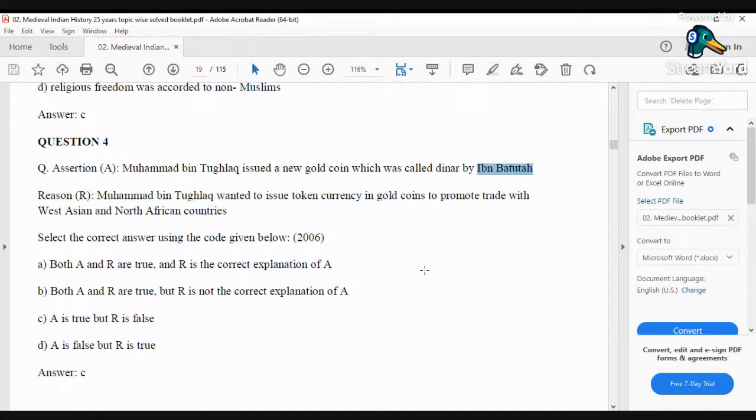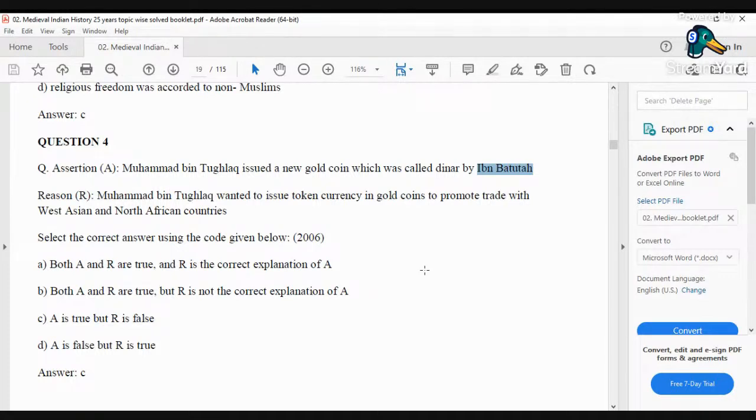Of all the foreign travelers, he was one of the most important to visit India. Throughout India's history, we come across many foreign travelers. For example, Hiuen Tsang was a foreign traveler, Fa-Hien was a foreign traveler. But Ibn Battuta's account is considered more legitimate and also more comprehensive. He paid a visit to the court of Muhammad bin Tughlaq.